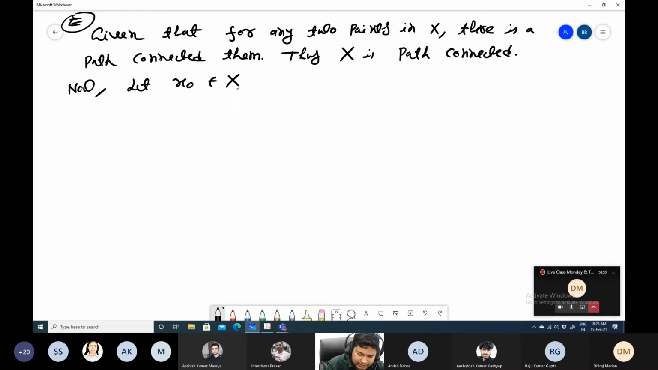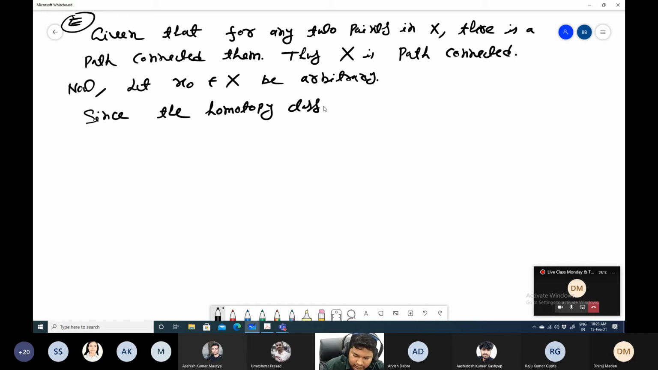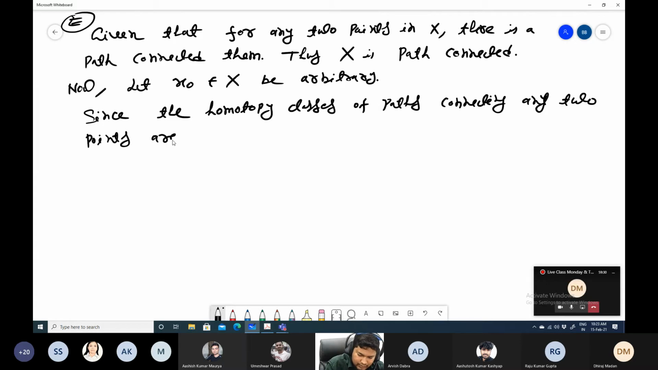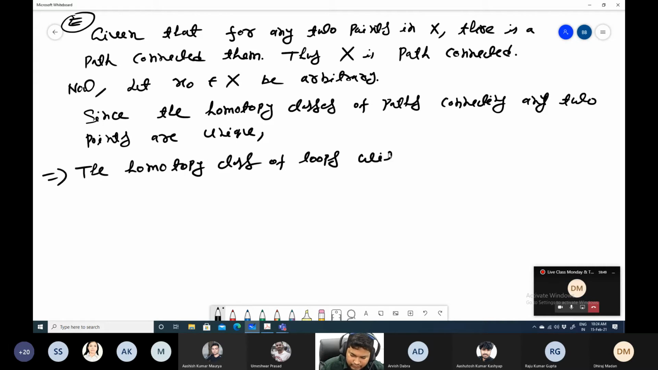Now let x0 belong to X be arbitrary. Now since the homotopy classes of paths connecting any two points are unique, that means the homotopy class of loops with base point x0 is also unique.